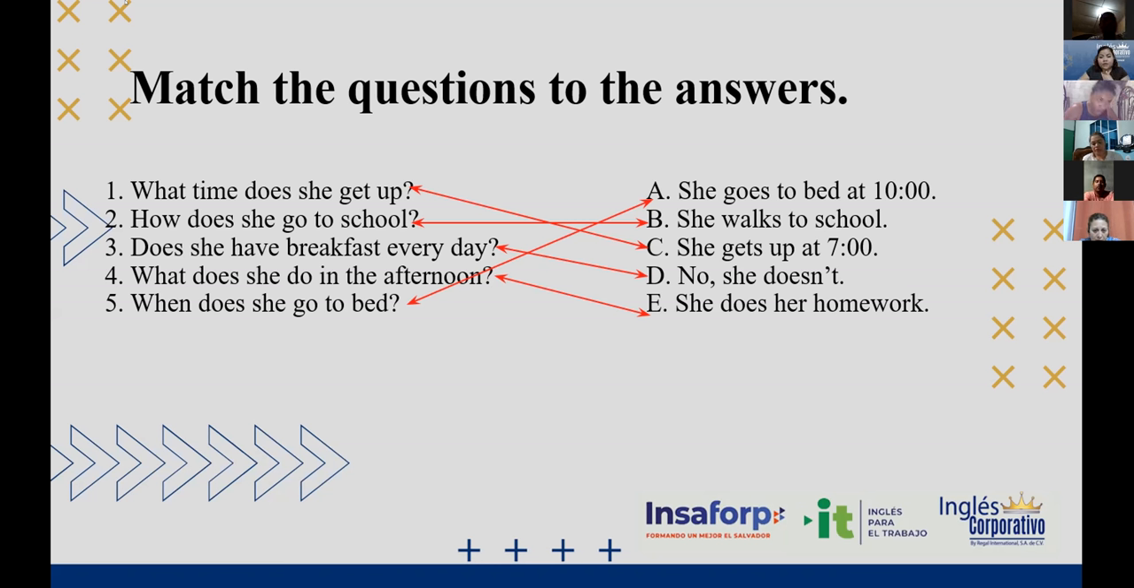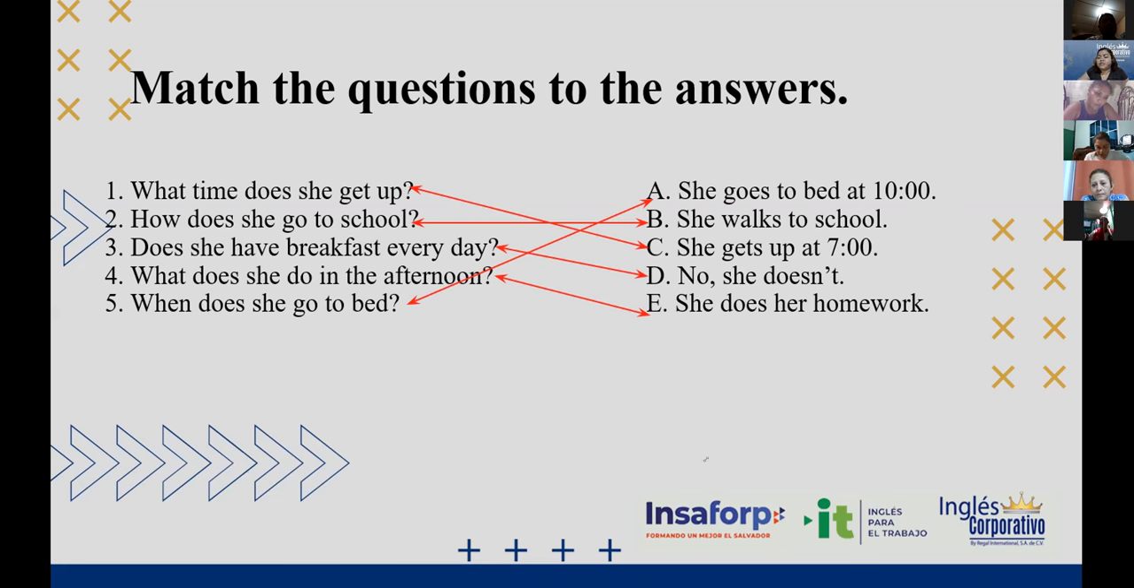I'm going to make the questions and someone is going to answer as well. Right? Someone is gonna answer. So let's go ahead and listen. Now, Blanca, please help me. You're going to give me the answers.